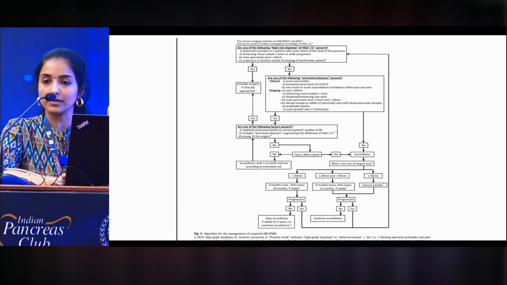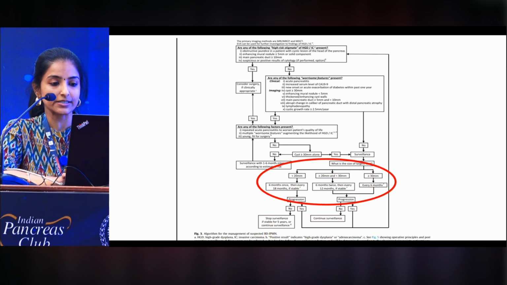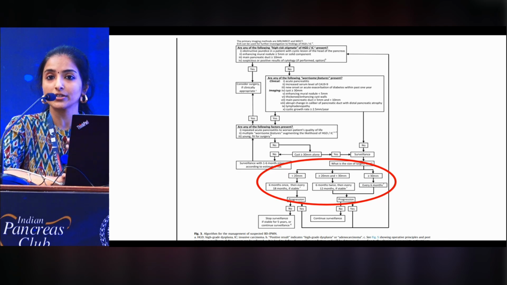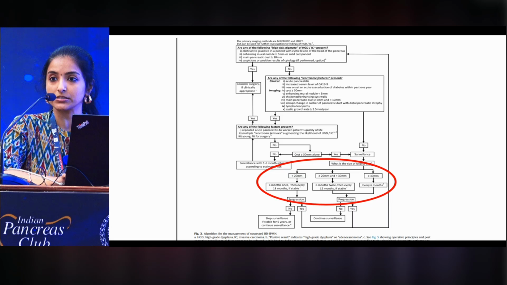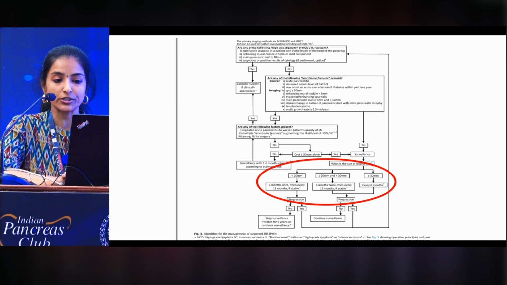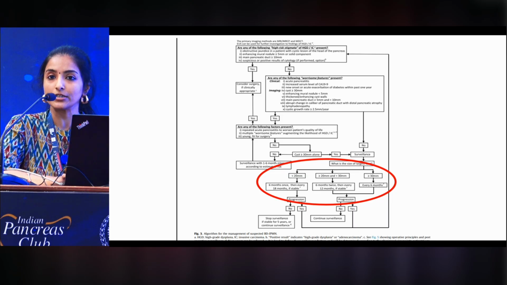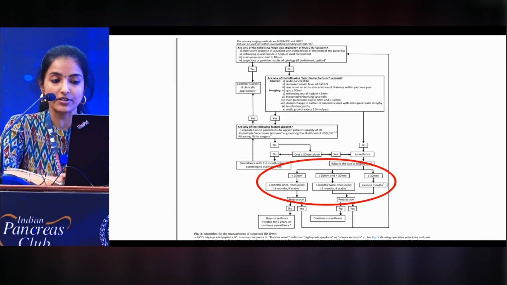Now, this is the recommendation of the Kyoto guideline, which we all know. But what is interesting is this part of the algorithm that I want you to focus on, where they've tried to delineate the frequency of surveillance depending on the size of the cyst. When it's more than 3 centimeter, there's a need to keep it on more frequent surveillance every 6 months, and then it goes on between 2 to 3 cm, and when it's less than 2 cm.